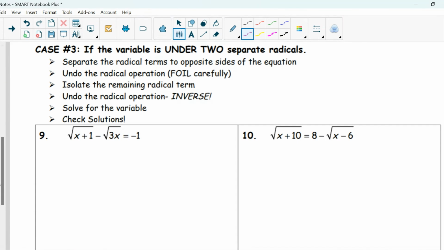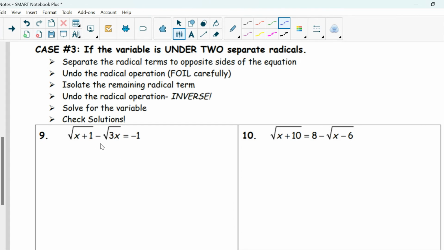If there is a variable under 2 separate radicals, you are going to want to separate the radical terms to opposite sides. Then undo the radical operation, isolate the remaining radical term, undo the radical operation, solve for a variable, and check your solutions. So this sounds really complex as of now, but I think the algebra will follow itself.